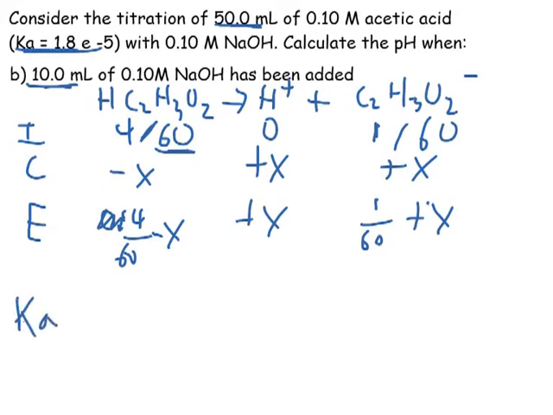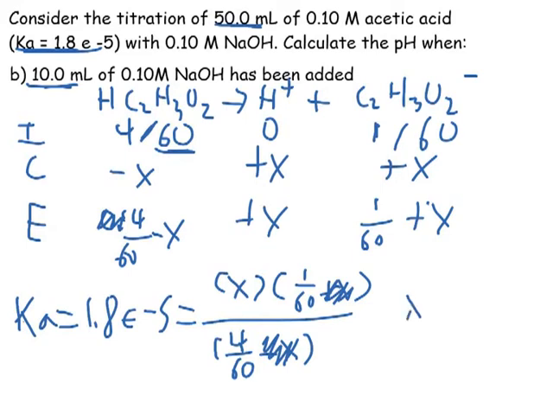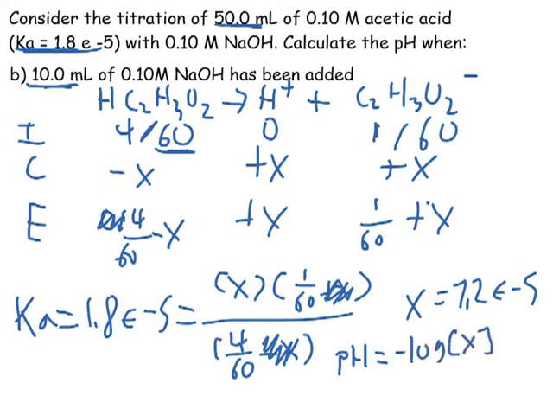So Ka is equal to 1.8 times 10 to the negative fifth, and that's equal to all this stuff, products over the reactants. Okay, we're almost done. We can cross out the x's because we know x is probably going to be really small. And now we just solve this equation. And you should get that x is around 7.2 times 10 to the negative fifth. And if you plug that into the pH equation, you should get that the pH is around 4.14.